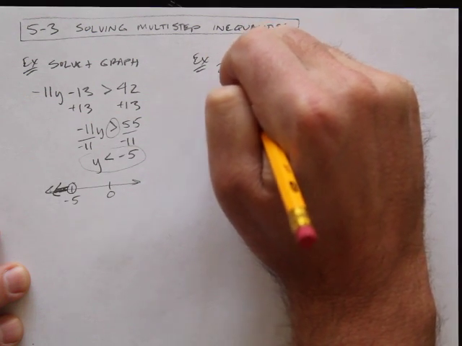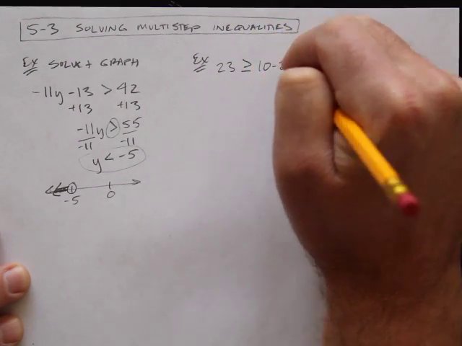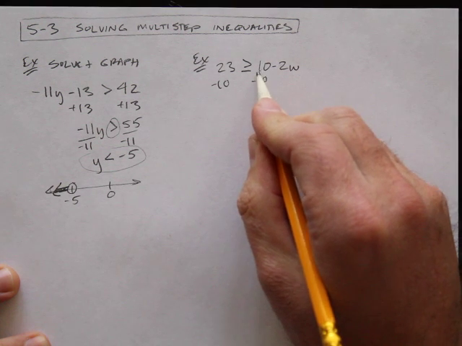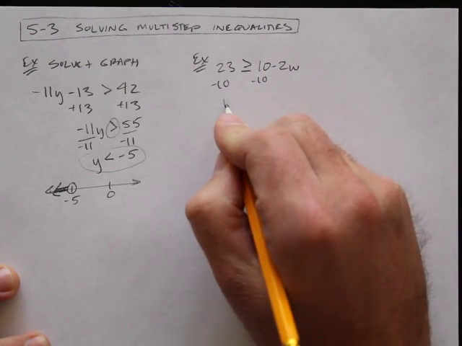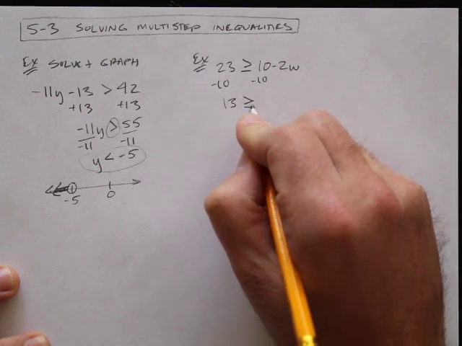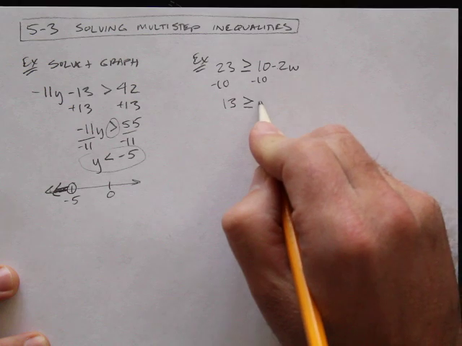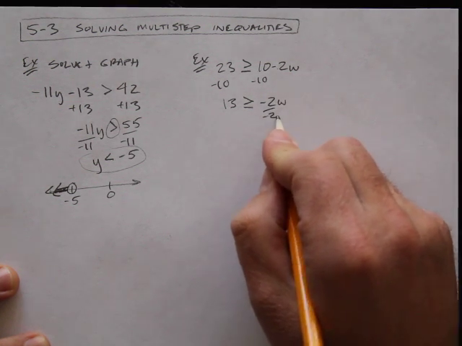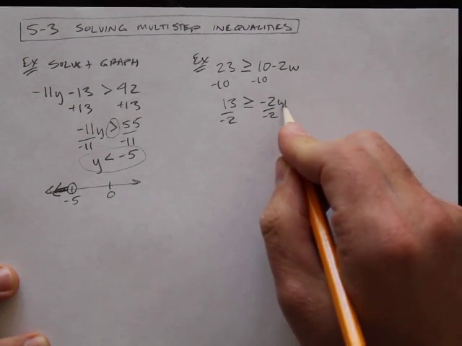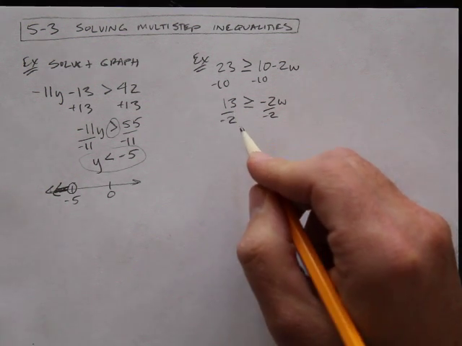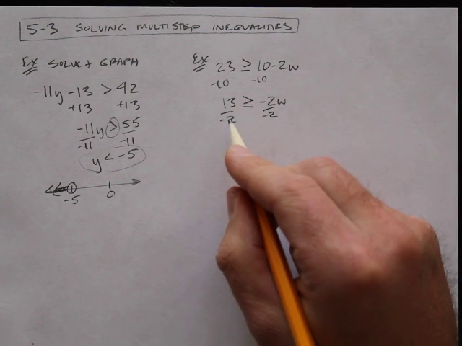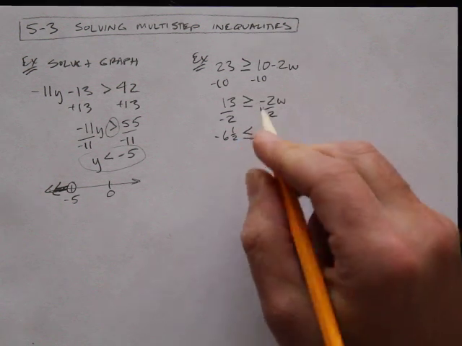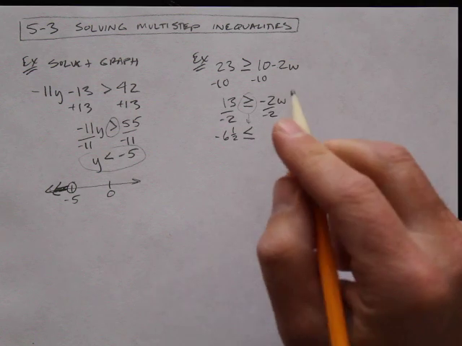23 is greater than or equal to 10 minus 2w. I'm going to subtract 10 from both sides. Notice I have a positive 10 here, so I'm going to subtract 10 from both sides. So I've got 13 is greater than or equal to, this negative is attributed to this negative 2w here. Now I need to divide by negative 2 to make this 1w. And so now I've got negative 13 halves, which is negative 6.5. So negative 6.5 is less than or equal to w. See how I had to switch my sign because I divided by a negative.